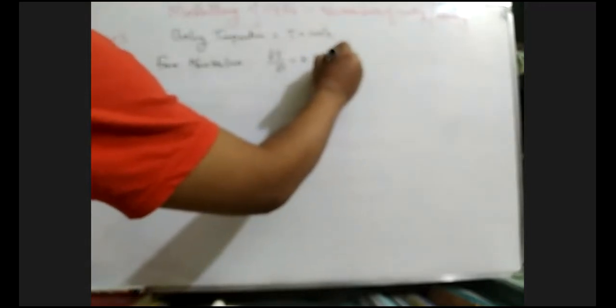So from Newton's law of cooling, we can write dT/dt equals k into (T minus 100).